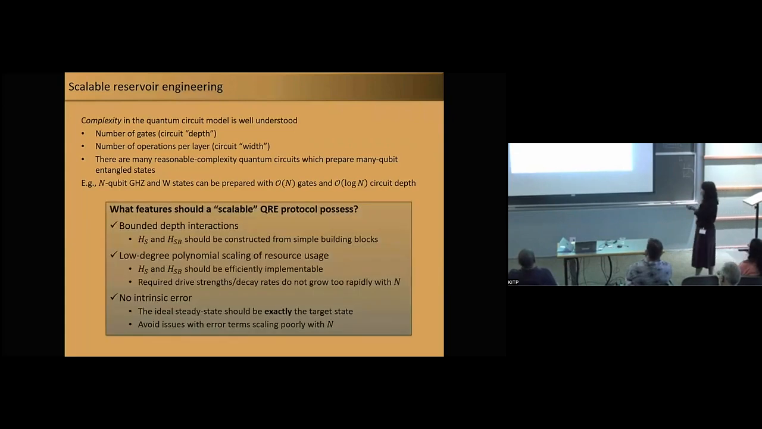So inspired by these ideas, we posed to ourselves, what should be a scalable reservoir engineering protocol? Again, number of gates is like circuit depth. That in some sense translates into bounded depth interactions. What that means is that just because I'm stabilizing a large entangled state, my Hamiltonian interaction and my system-wide interaction should not scale in complexity with the complexity of the entangled state. If I have 2-body interactions or 3-body interactions, those building blocks should be enough to construct the large entanglement stabilization.